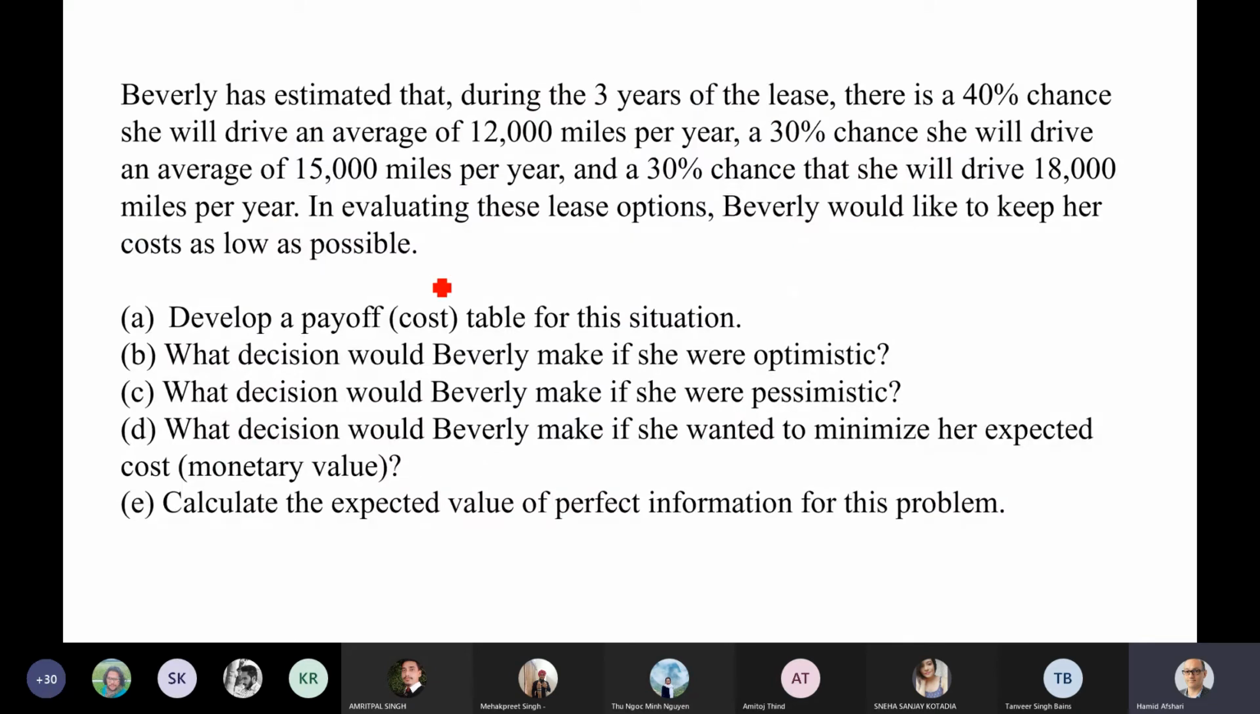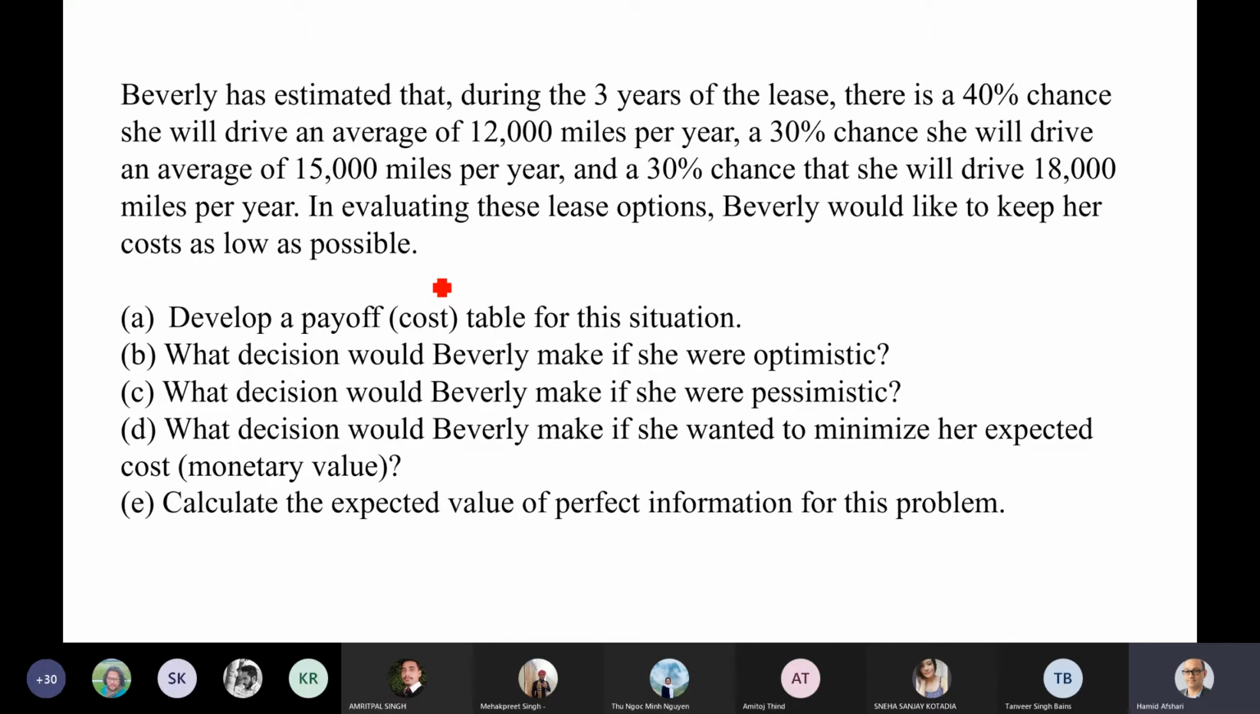Beverly has estimated that during the 3 years of the lease, there is a 40% chance that she will drive an average of 12,000 miles per year, a 30% chance that she will drive an average of 15,000 miles per year, and a 30% chance that she will drive 18,000 miles per year. In evaluating these options, Beverly would like to keep her cost as low as possible. So this is a minimization problem.